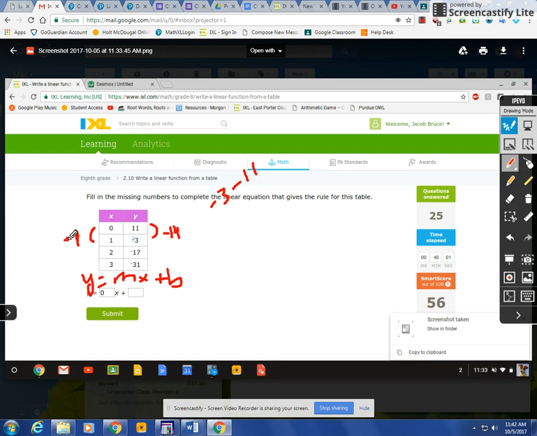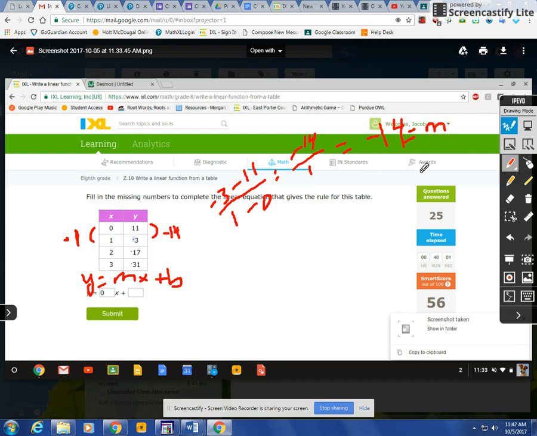So the change in y over the change in x: negative 3 minus 11 is negative 14, over 1 minus 0, which is just 1. So negative 14 over 1 is just negative 14. So that would mean our m is equal to negative 14.